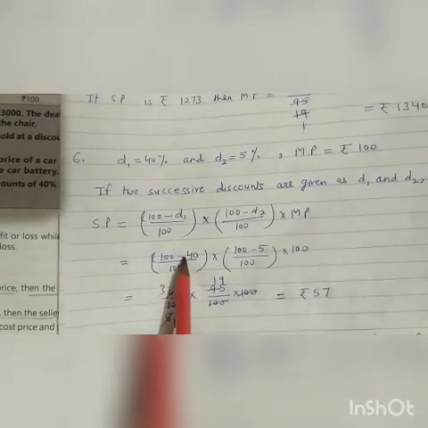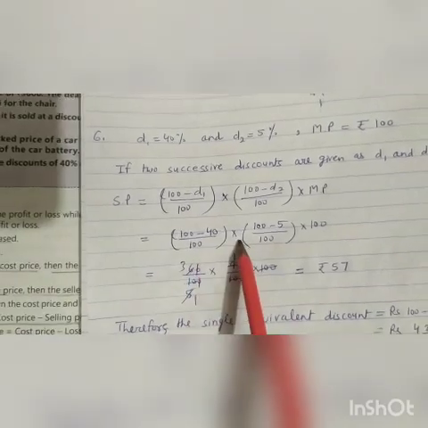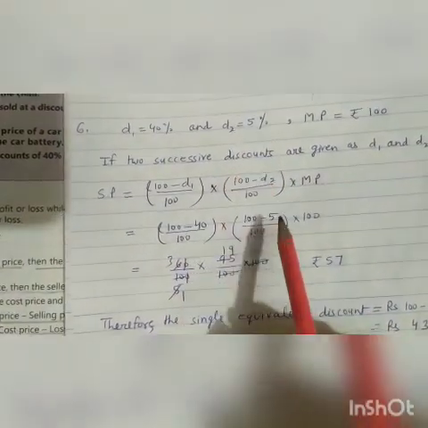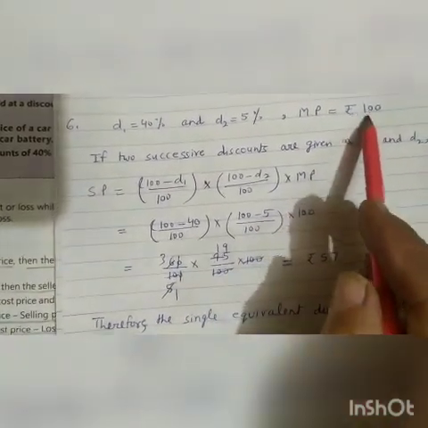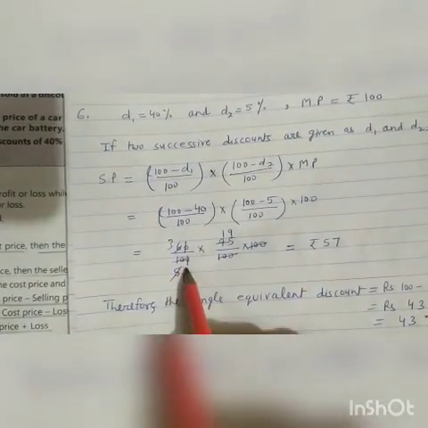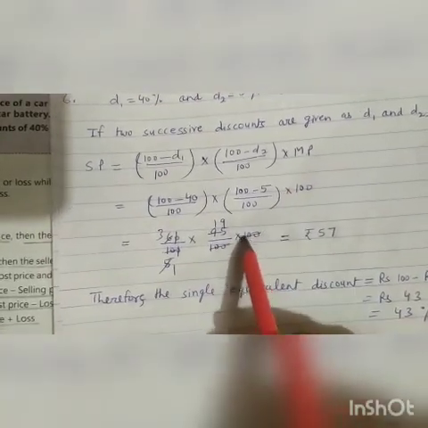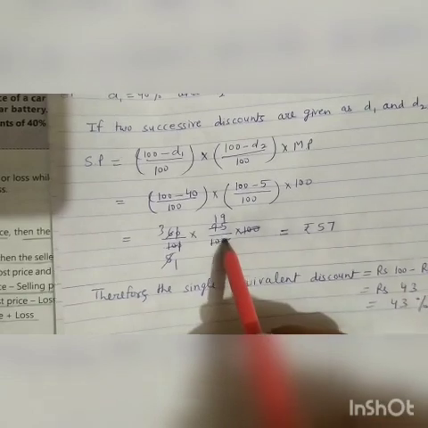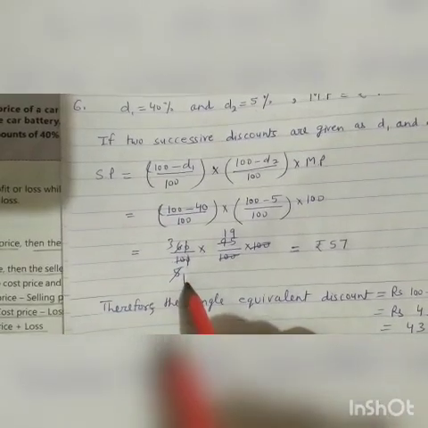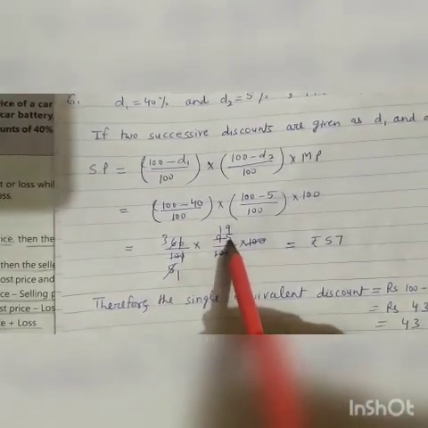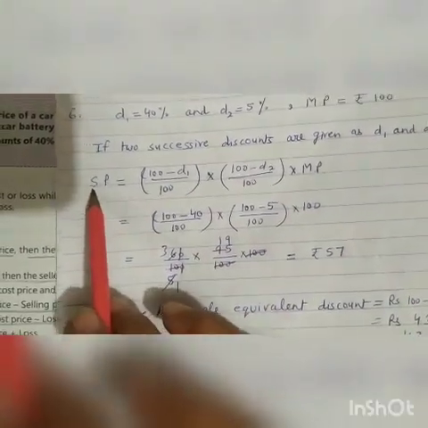Then 100 minus first discount, which is 40%. See here. Then 100 minus 40 upon 100 into 100 minus second discount, which is 5, 100 minus 5 upon 100 into marked price 100, which is given in the question. 100 minus 40 is 60 upon 100 into 100 minus 5, 95 upon 100 into this 100. This 100 cancels. 0 cancels. 2 threes are 6, 2 fives are 10, 5 ones are 5, then 5 ones are 5, 4 remainder 45, 5 nines are 45. 3 into 19, 57. 57 is the selling price.